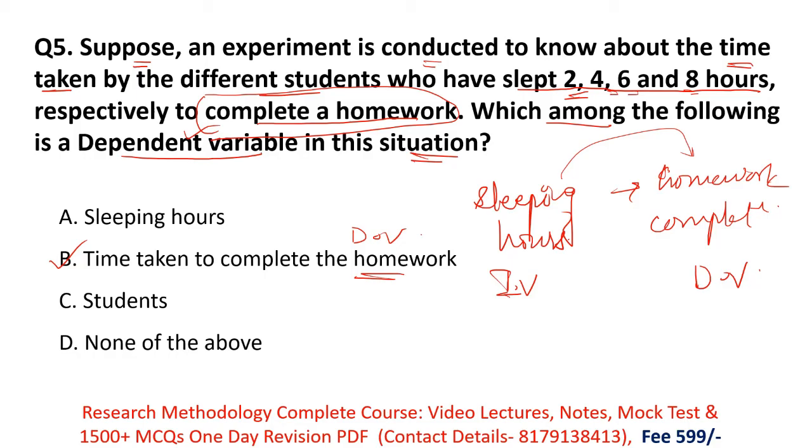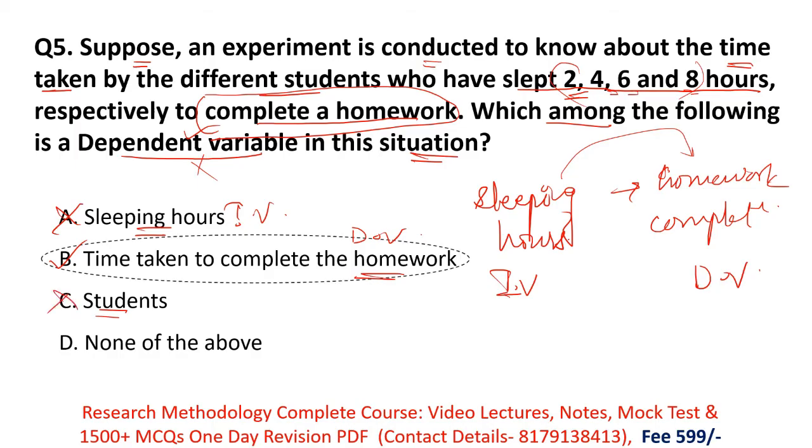We'll see the incorrect options as well. Option A here is sleeping hours. Sleeping hours is your independent variable, not your dependent variable, because sleeping hours is changing. We have already seen that the researcher always makes changes only in the independent variable, not in the dependent variable. So here option A is incorrect, and option C is students, which is obviously incorrect. So for this question, option B is the right answer, time taken to complete the homework.